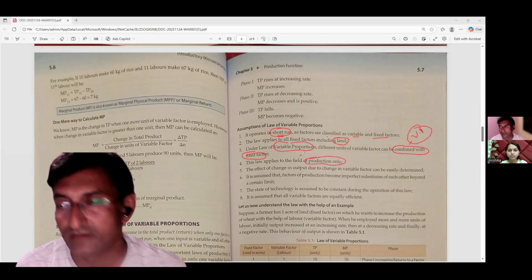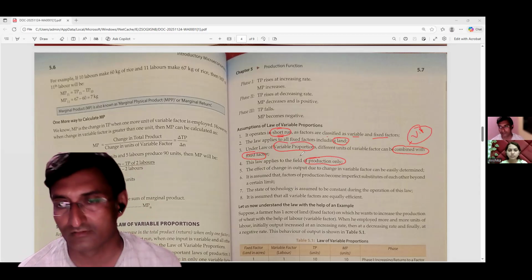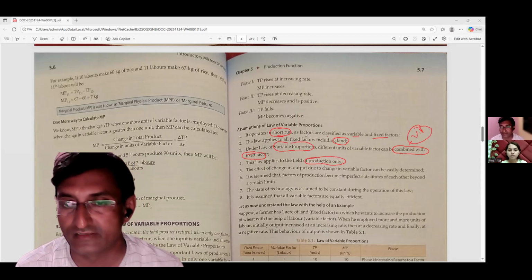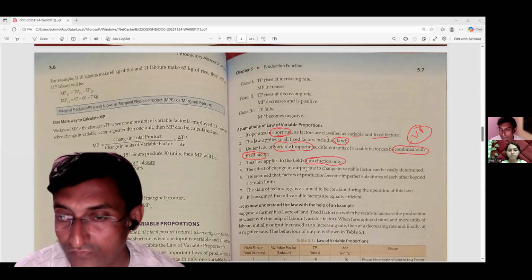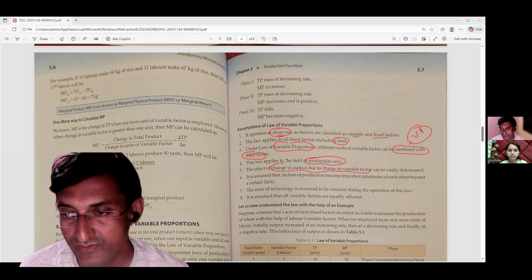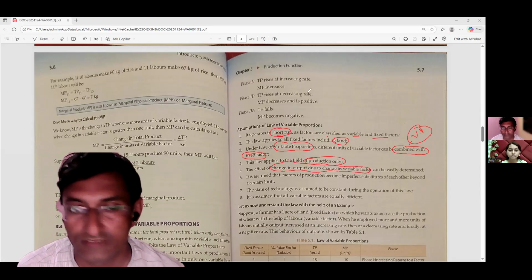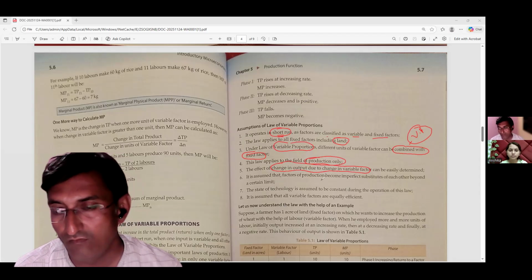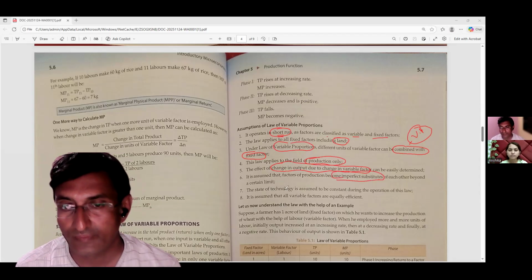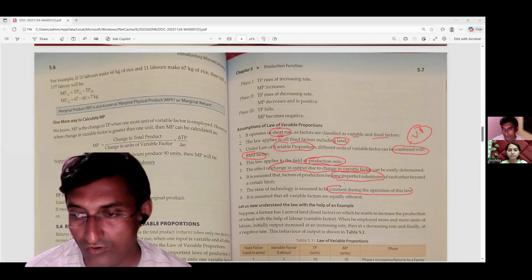It is applicable only in production. It is not applicable in any other sector like trading or wholesaling. It is applicable only in manufacturing and production factories. The effect of change in output is due to change in the variable factor. If the variable factor is changed, output will be changed. We have seen this already. It is assumed that factors of production are imperfect substitutes of each other. The state of technology is assumed to be constant during the operation of this law.